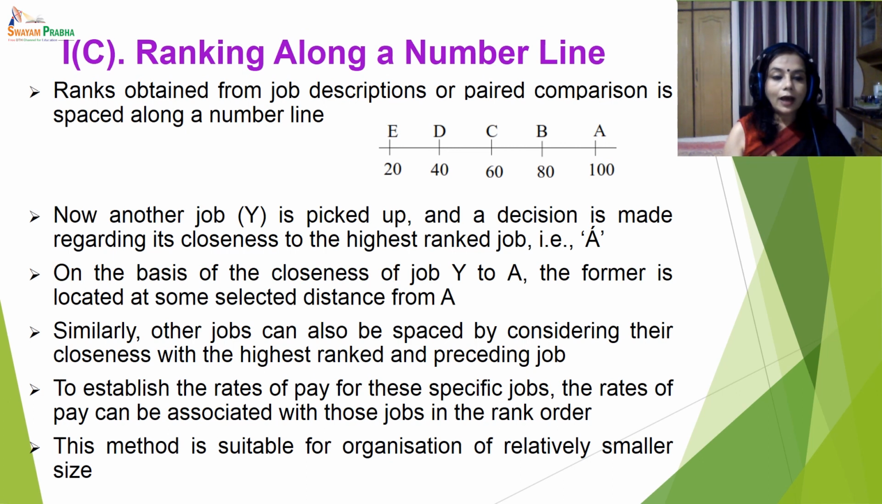Now another job Y is picked up and a decision is made regarding its closeness to the highest rank job. That is, highest ranked is A. So how close is it to A, or where should it fall in the number line? On the basis of closeness of job Y to A, the former is located at some selected distance from A. So it may be nearer to B, it may be nearer to C, or it may be nearer to A. So accordingly, that Y, the new job, will be placed somewhere in the number line.